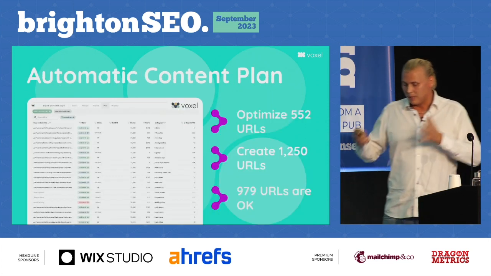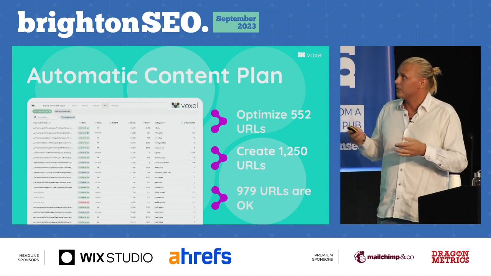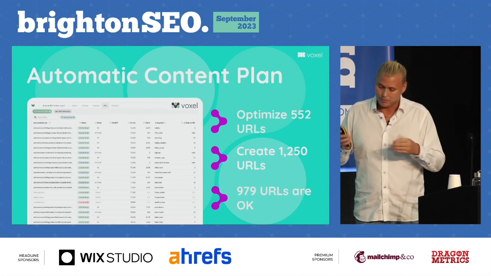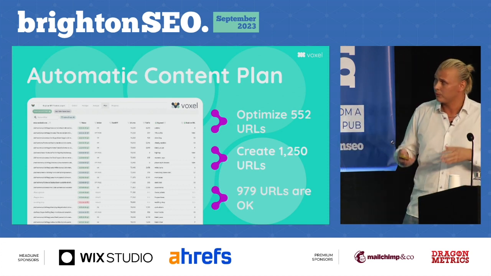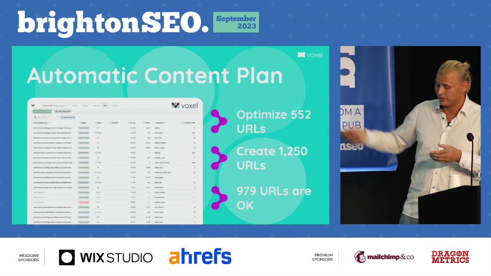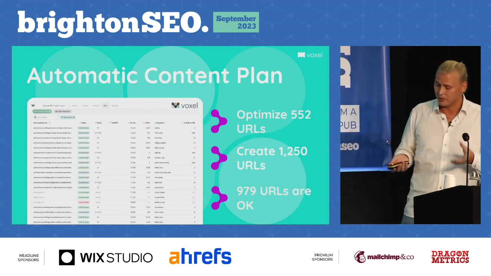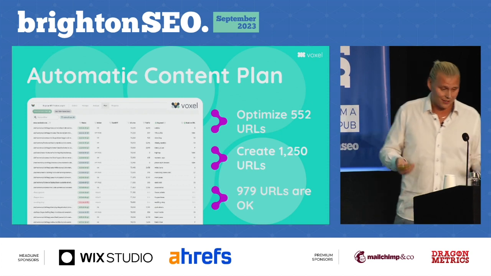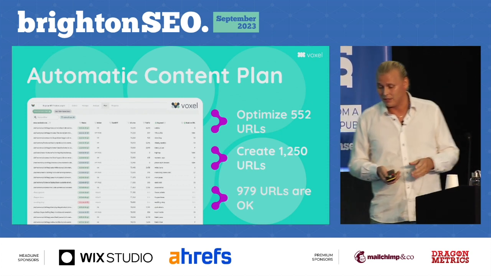And to take it one step further, of course, we can automate this the full way. So with literally a click of a button, we can have a complete content plan with the said actions that you can see here: 552 URLs to optimize, 1252 URLs that we probably should create if we want visibility on these keywords, and close to 1,000 URLs that are okay.